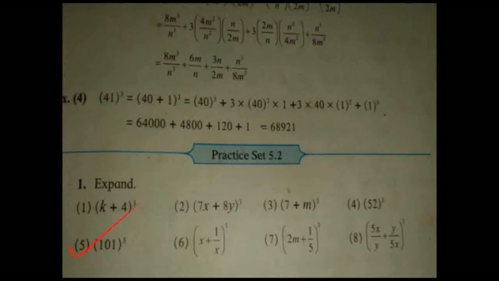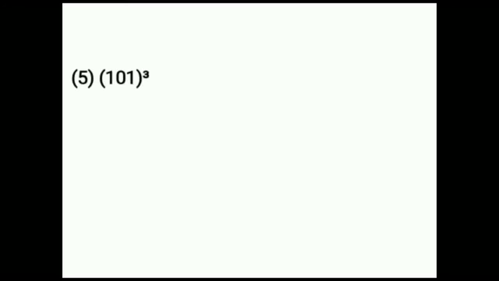Next, 101 cube. You have to write the expansion form of the number 101. Fourth question, how I taught you 52 cube. Here you have to write the expansion form of 101. First, write the formula of A plus B the whole cube. A plus B the whole cube is equal to A cube plus 3A square B plus 3AB square plus B cube.